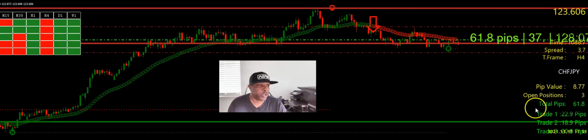So if you're in multiple positions, as you can see, I'm in multiple positions, which equals the 60-something pips. My first position is 22 pips. Second one is 18. Third one is 19 pips. So it totals out, now it's at 65 pips or something. But why did I take this trade?